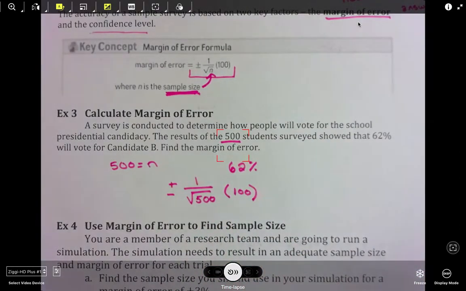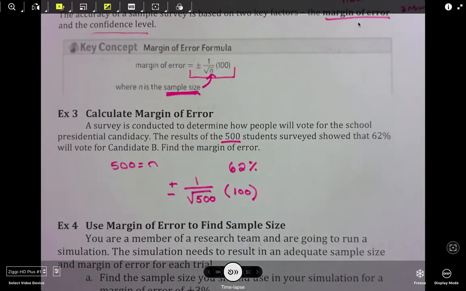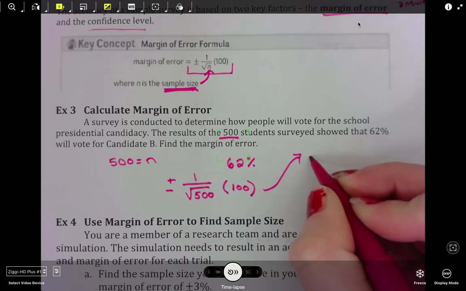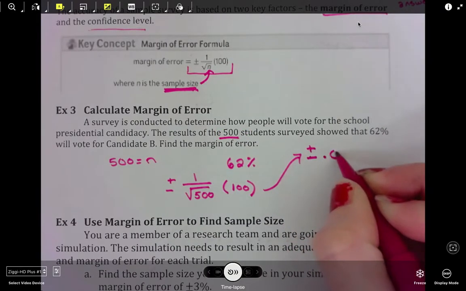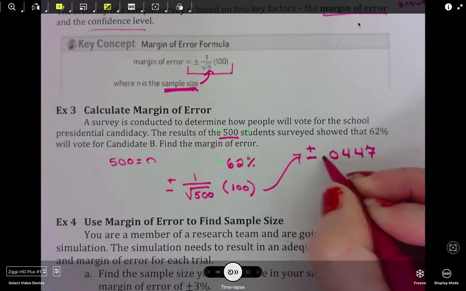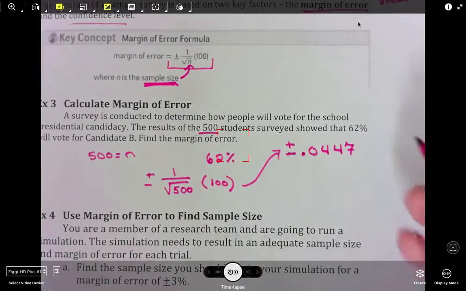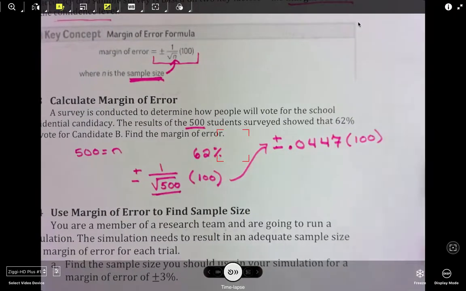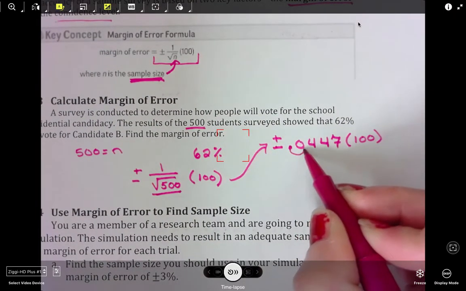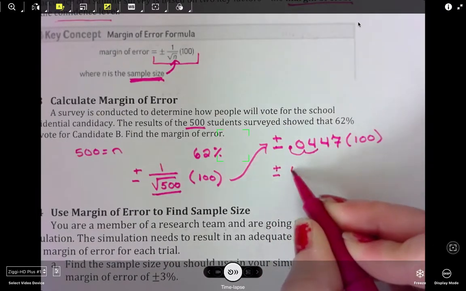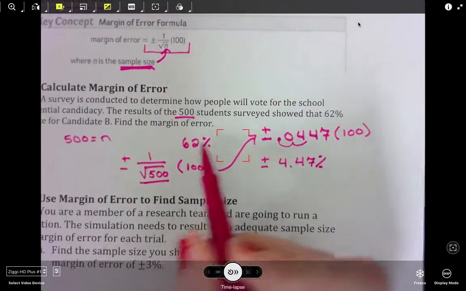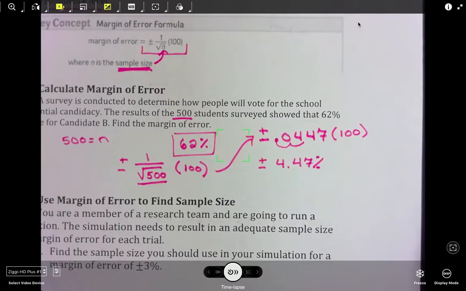Okay, 1 over the square root of 500, 1 divided by square root 500 is plus and minus 0.0447, I'm going to say. 0.0447, okay? And I want to multiply that by 100. I haven't done that yet. This part was just the 0.0447, okay? If I multiply that by 100, you just move the decimal 2 places. So I have positive and negative 4.47%, okay?